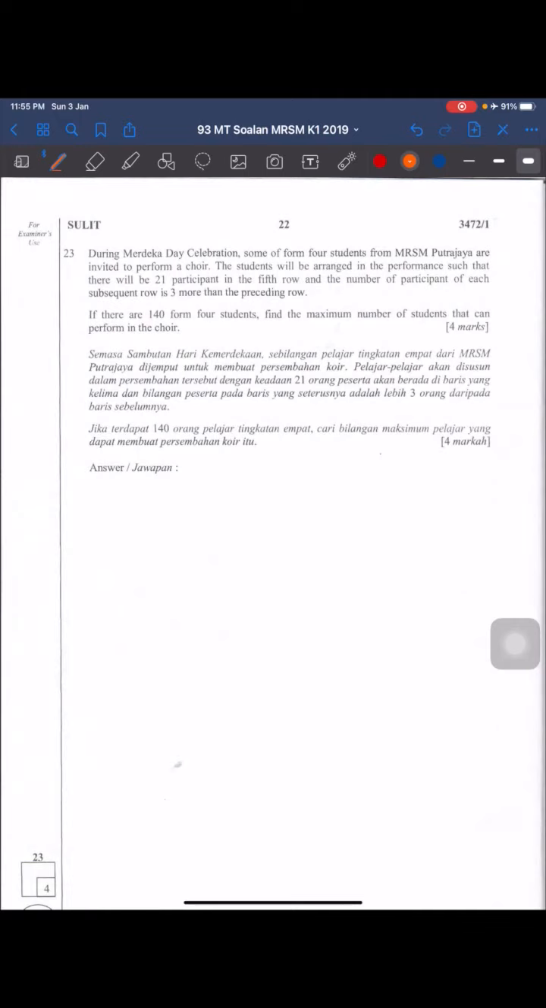Okay, so daripada soalan ni kita tahu this is progression. Okay, so info yang ada dalam soalan, we have 5th row, T5 is equals to 21. Okay, dan setiap row itu akan bertambah 3 orang kan. So D is equals to 3. So kita ada T5 dan D. Okay, so we missing out A. Okay, first term. Okay, so kita tahu Tn is equals to A plus N minus 1D.